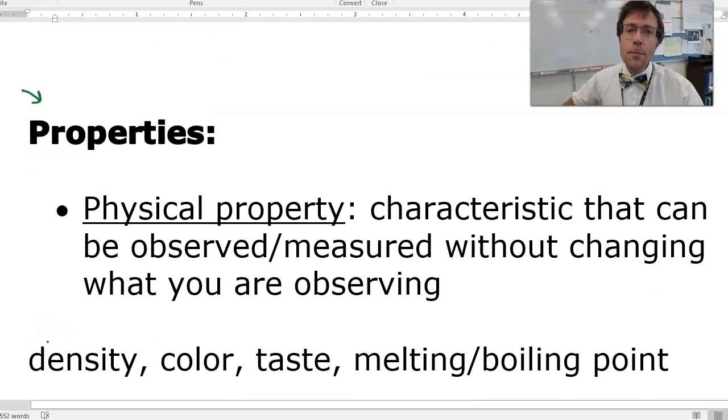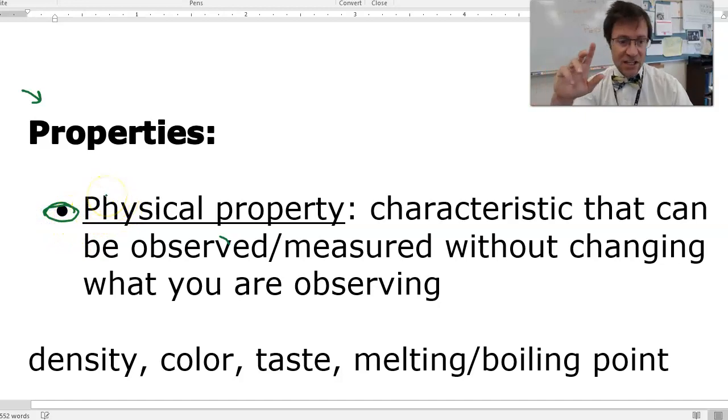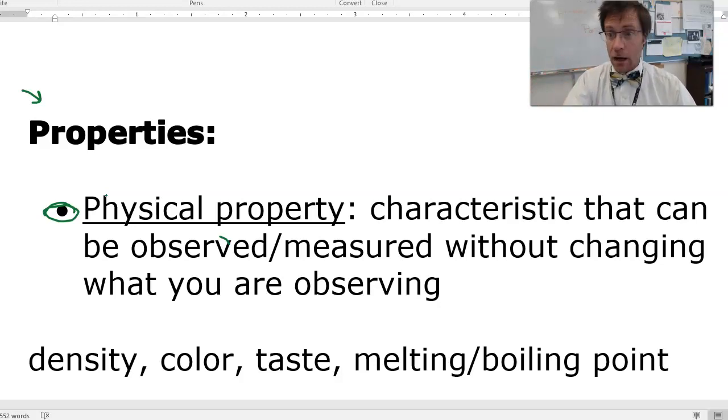So there are two basic categories of properties. This first one that we're going to look at right here is called physical properties. Now, the thing with a physical property is that you can measure it without changing the thing that you are observing. So I pick up a duck. I look at the duck. It looks like a duck. It is still a duck by looking at it. You know what I'm saying? Therefore, that's a physical property, what it looks like. I smell the duck. It smells, I don't know what ducks smell like, ducky, but I haven't changed the duck.